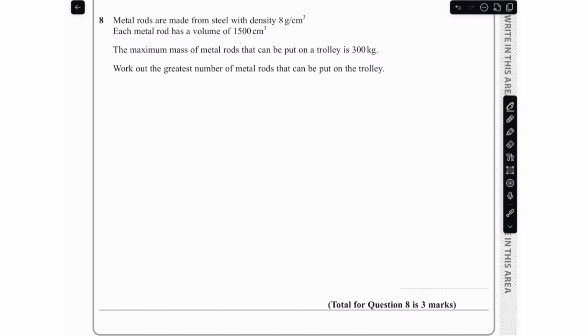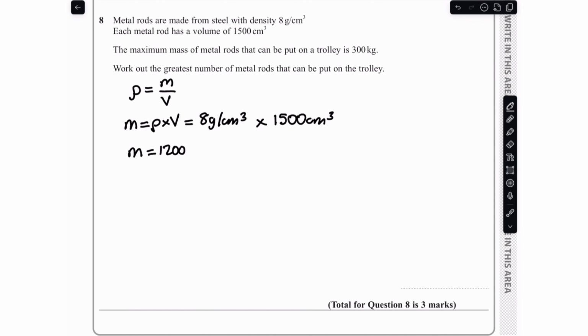So the first thing we need to identify is that density equals mass divided by volume. So to obtain your mass, you need to multiply your density by your volume. In this case, we have 8 grams per centimeter cubed multiplied by 1,500 centimeter cubed. And so the mass equals 12,000 grams, which when divided by 1,000 gives you 12 kilograms. You need to make sure you know that.